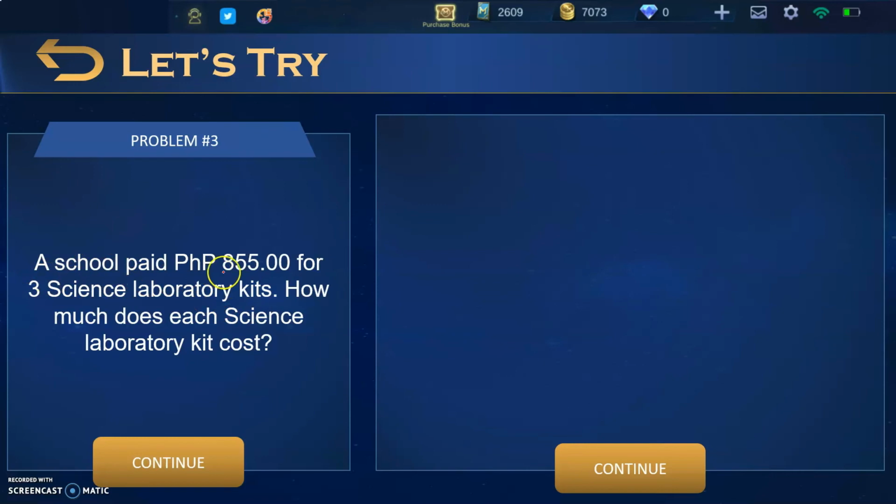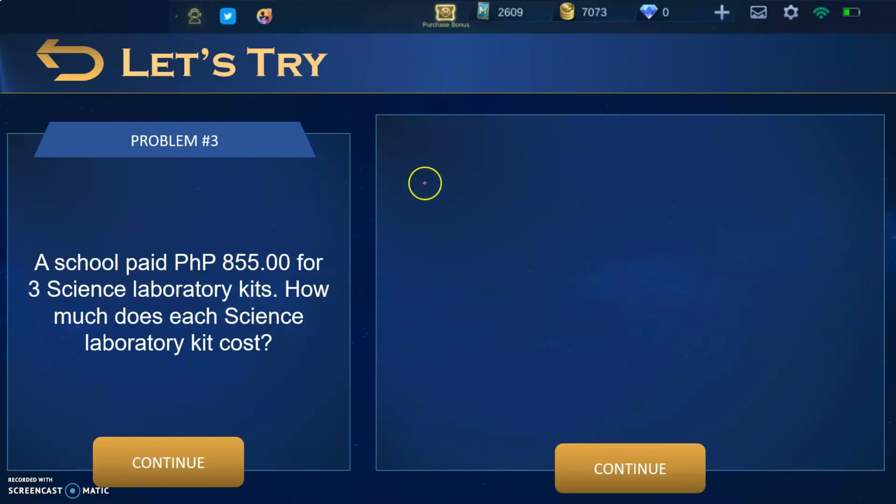A school paid 855 pesos for 3 science laboratory kits. How much does each science laboratory kit cost? So again, to solve this, we will use our ESA method. ESA stands for equation, solution, and answer. But before that, let's identify the question and given data. The question that we have here is, how much does each science laboratory kit cost? And the given data are, a school paid 855 pesos and 3 science laboratory kits.